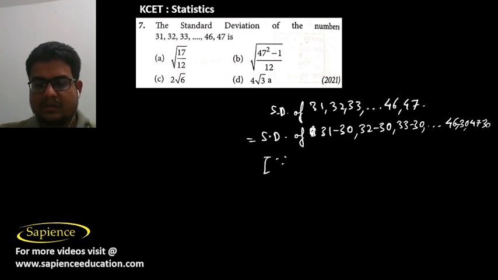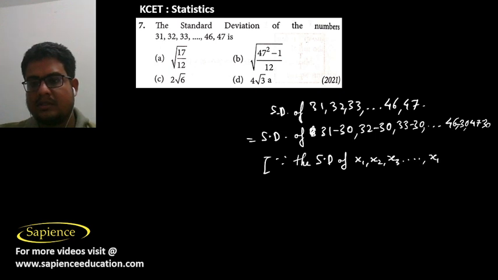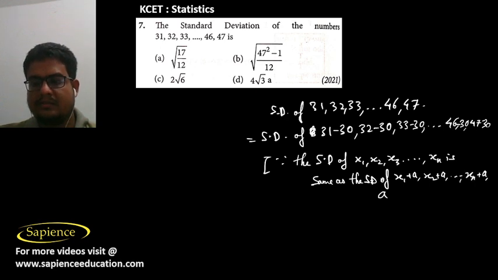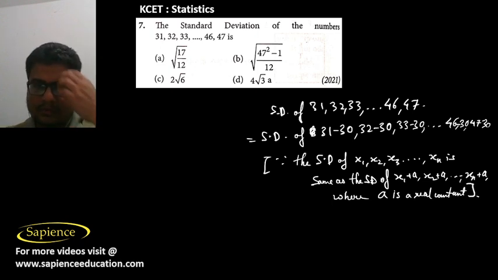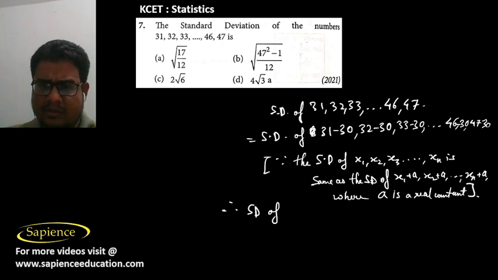Since why? Since the rule is that the standard deviation of x1, x2, x3, etc. till xn is the same as the standard deviation of x1 plus a, x2 plus a till xn plus a, where a is a real constant. So therefore, we have to find the standard deviation of 1, 2, 3, 4 till 17.